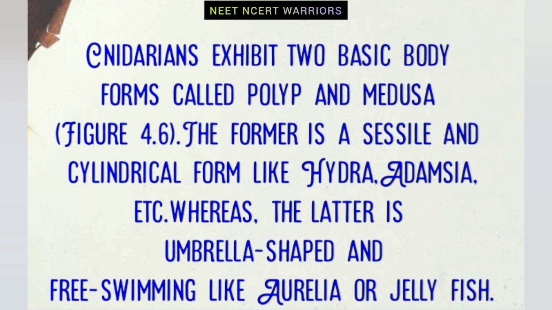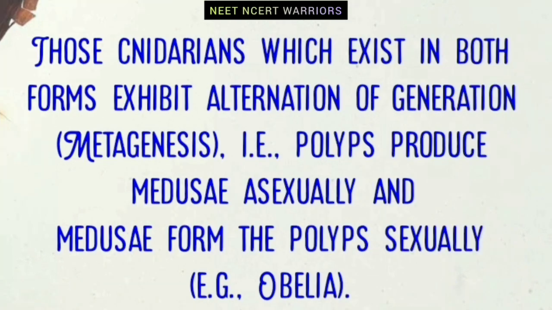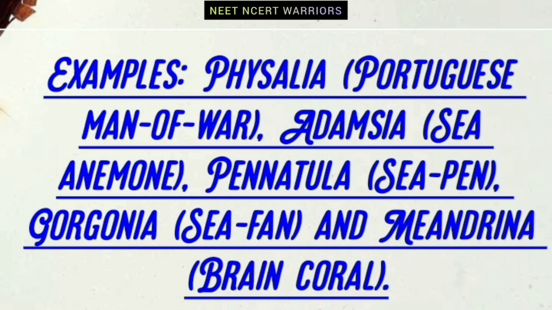The former is a sessile and cylindrical form like Hydra, Adamsia, etc., whereas the latter is umbrella-shaped and free-swimming like Aurelia or jellyfish. Those cnidarians which exist in both forms exhibit alternation of generation or metagenesis, that is, polyps produce medusa asexually and medusa form the polyps sexually. Example: Obelia. Examples: Physalia, Portuguese man of war; Adamsia, sea anemone; Pennatula, sea pen; Gorgonia, sea fan; and Meandrina, brain coral.